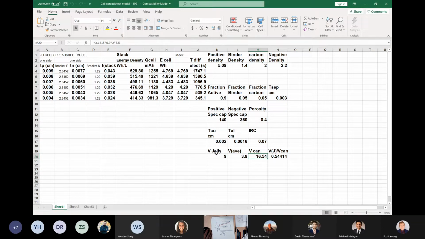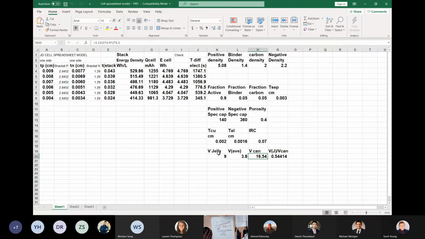So you wind up the jelly roll and you stick it in a can. Well, I'm working on an 18650 cell. So the volume of the can, I've listed up here, it's pi times r squared. So an 18650 cell has a radius of 0.9 centimeters, and its height is 6.5 centimeters. So the volume of the can is 16.54 centimeters. But that's the outside of the can, okay?